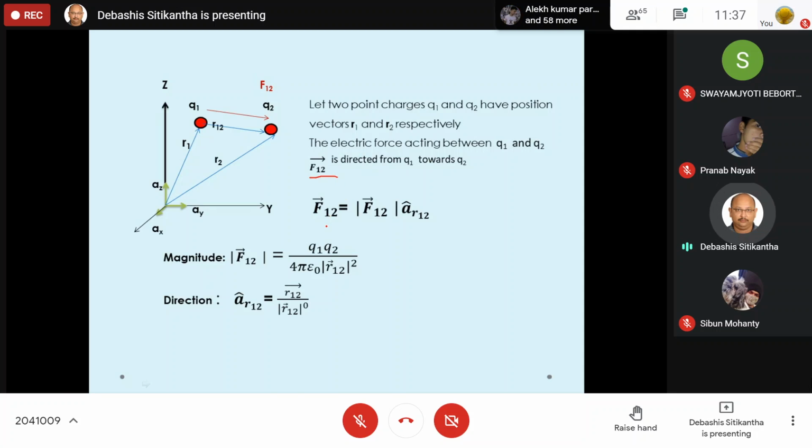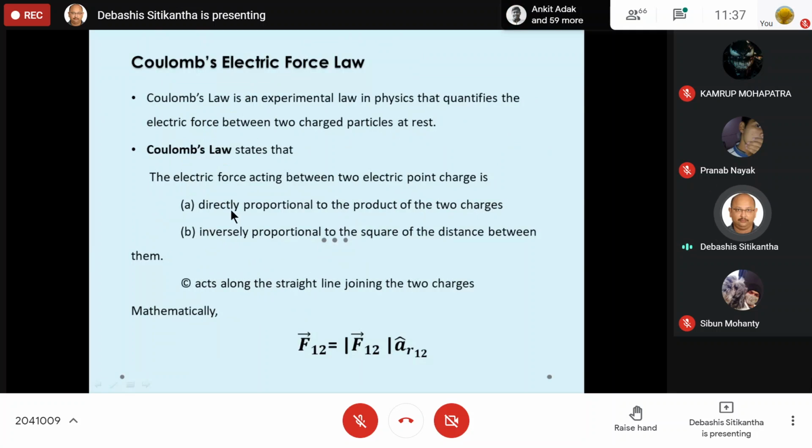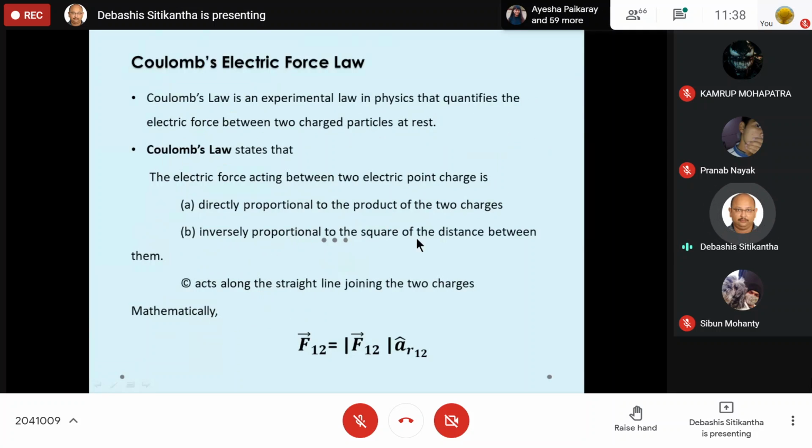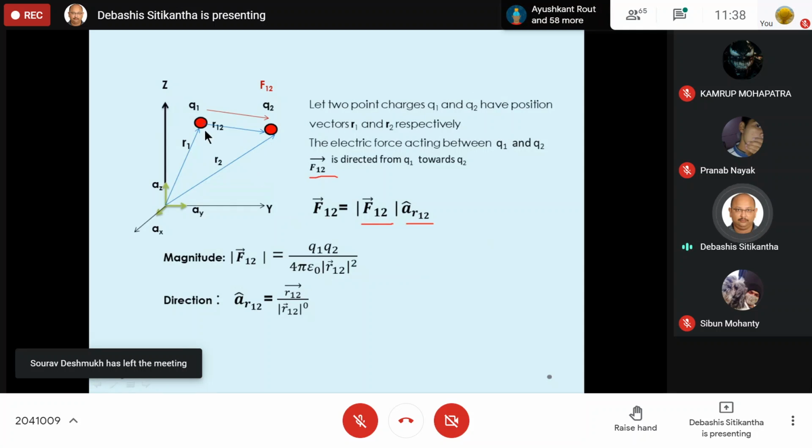So in the last slide, we came to know that electric force is a vector quantity. Obviously, it is going to have some magnitude, and obviously it is going to have a direction. Now, what is the magnitude? Over there, we have already studied it is directly proportional to the product of the two charges. So over here, you can see the product of the two charges is Q1 and Q2. Next, it is inversely proportional to the square of the distance between them. Very good. So the distance between them.